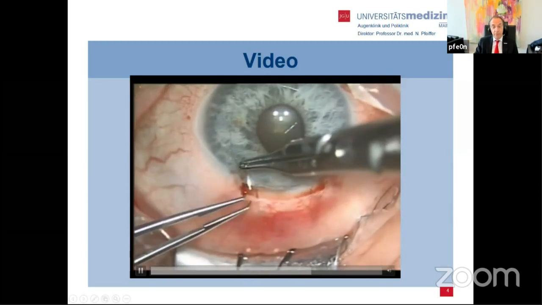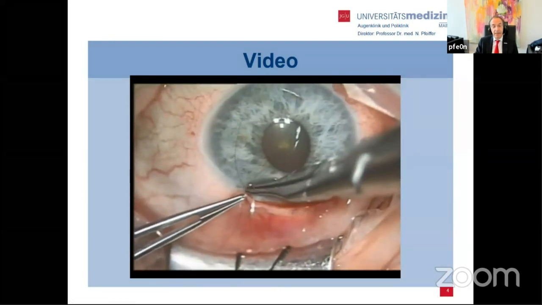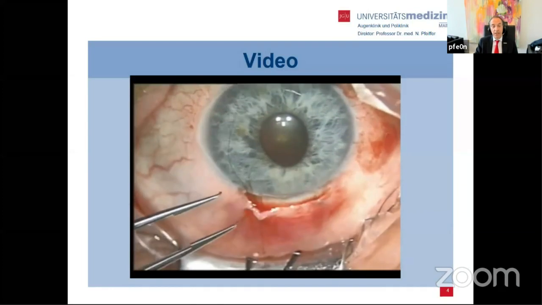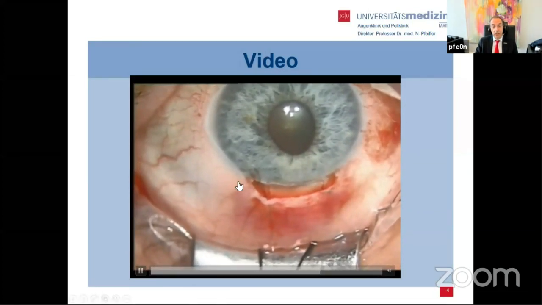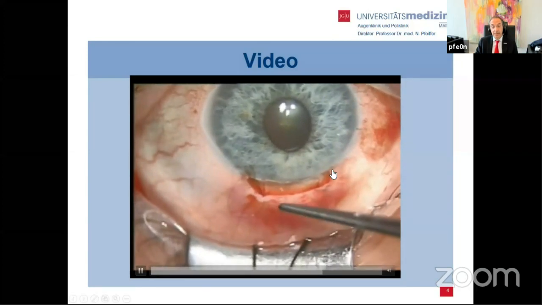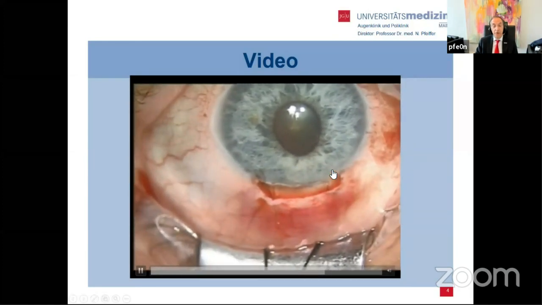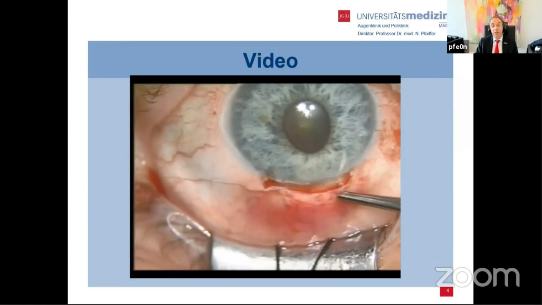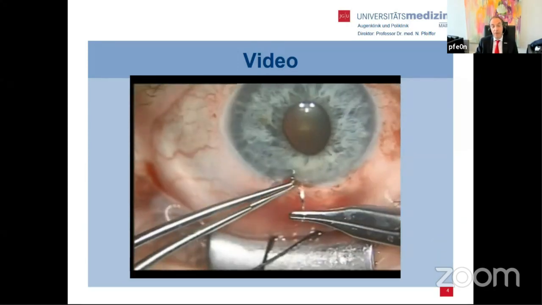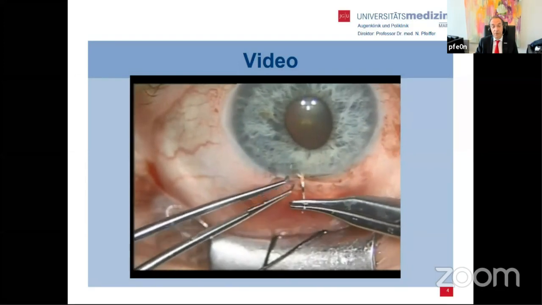Now, I think it's very important to anchor the conjunctiva in a watertight fashion. Usually, and I've done that for many years, just do one stitch at the left side and one at the right side and keep it like that. And very often it is watertight after surgery. But very often it's not watertight on the first or the following postoperative days.